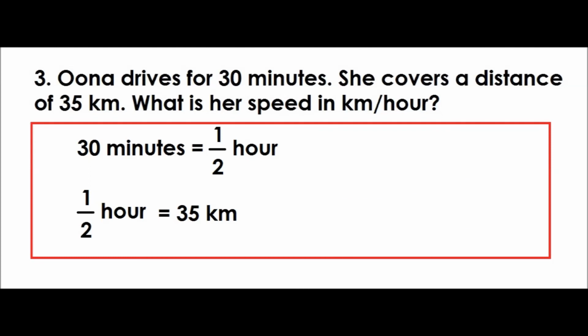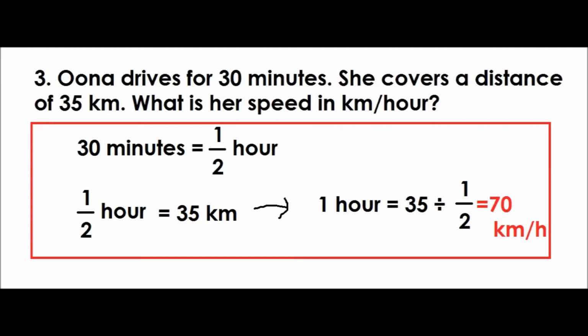Okay, you can just simply do 35 times 2, or using the formula that we have learned, we can do distance divided by time. 35 divided by half, which is the same as 35 times 2 over 1, which is the same as 70 kilometers per hour. Thank you and good luck.